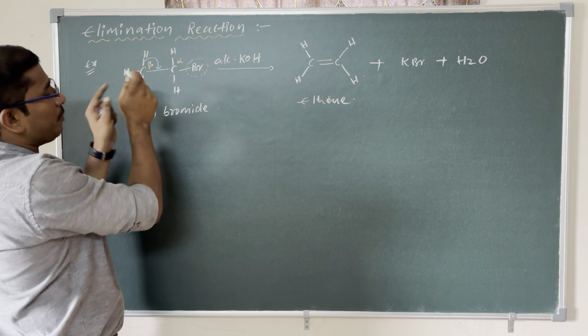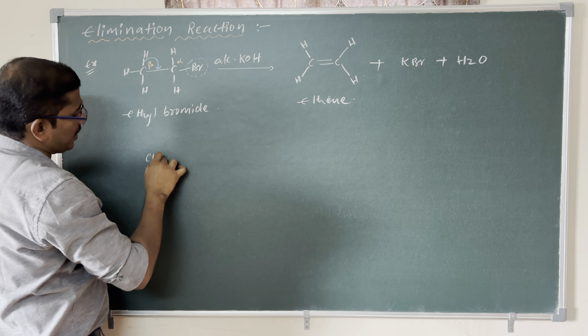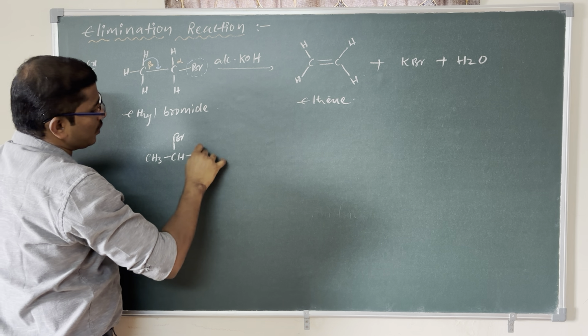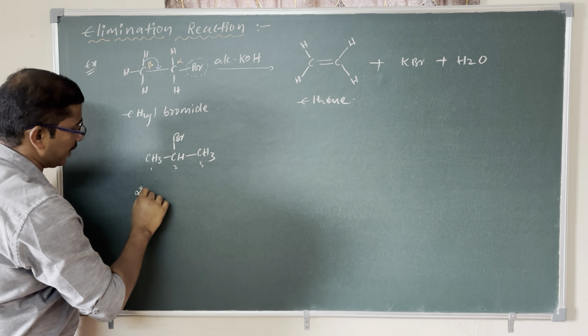Why the beta hydrogen plays an important role, listen carefully for 1 minute here. Now CH3, CHBr, CH3. The name of this compound is 2-bromopropane, which I am going to take here.